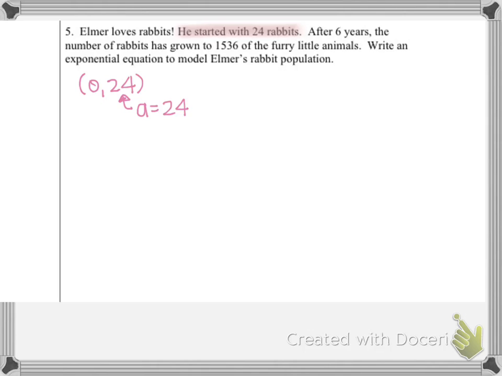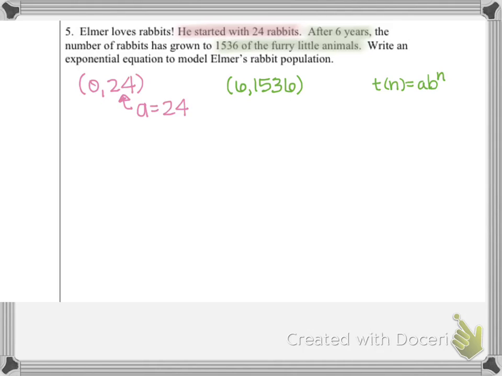After 6 years, 1536 of the furry little animals. Okay, so now I have a point for this. So 6 years later, so 6 years, he had 1536. All right, so again, using the form of the equation. Now, I already have an idea of whether this is going to be x, y, or n and t of n. And we don't want fractions of rabbits, so we definitely don't want x and y here. So I know the general form of this equation is going to be t of n and n. All right, so let's plug some stuff in.